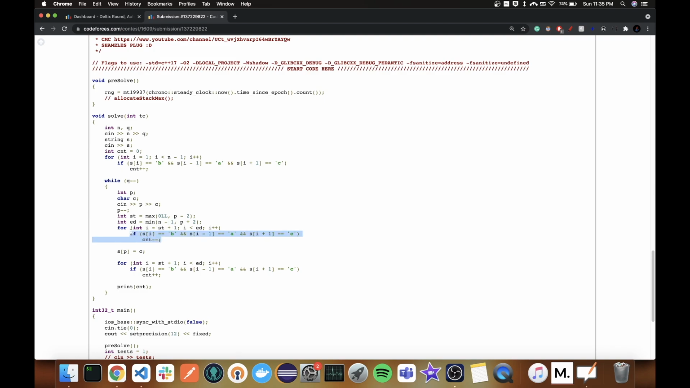And then in this range, if there was any ABC, first of all I remove it. Then I do the update and then I add again. If there is any change, it will be reflected, and then I just print this count.